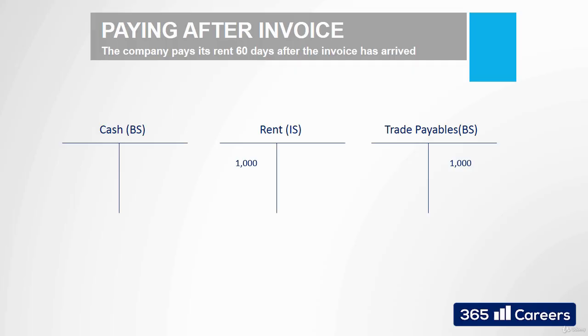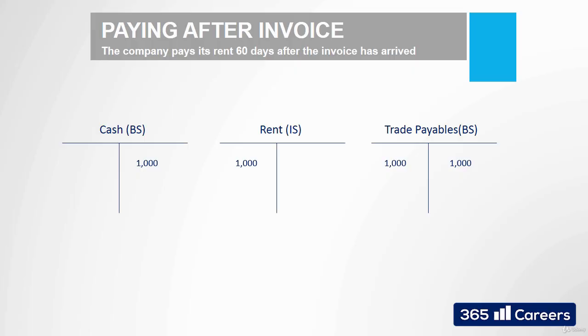Then, after 60 days have passed, the firm manages to find the money and pays its rent. We'll have to credit cash and debit trade payables for $1,000. The debt has been paid.